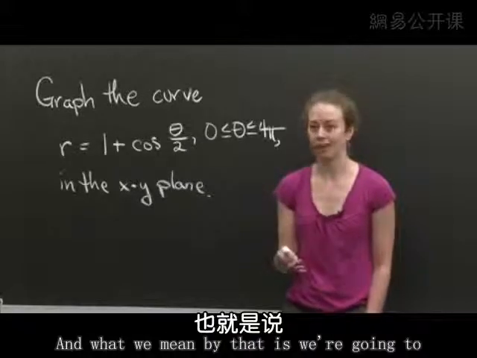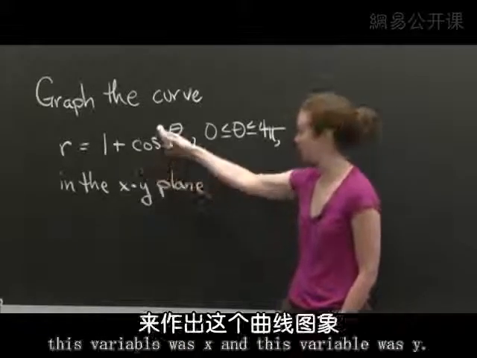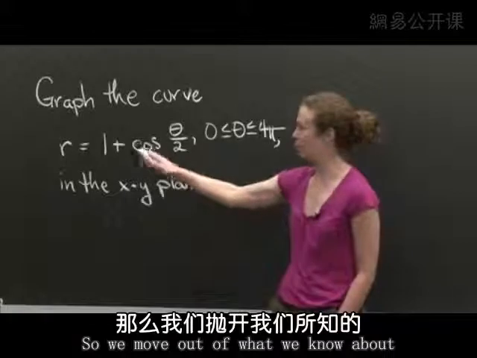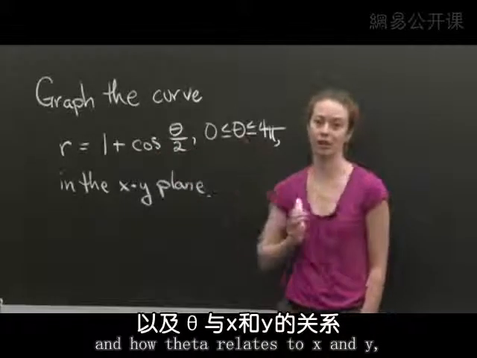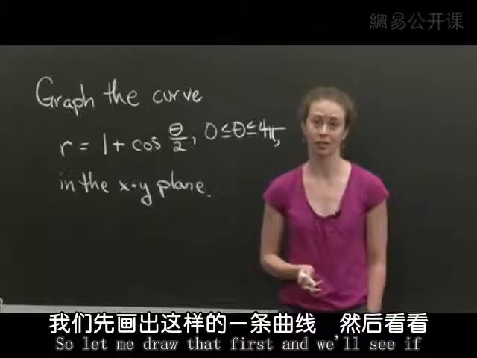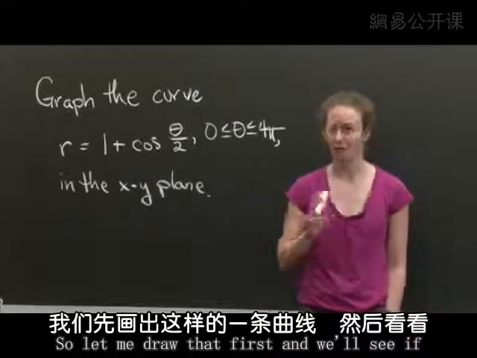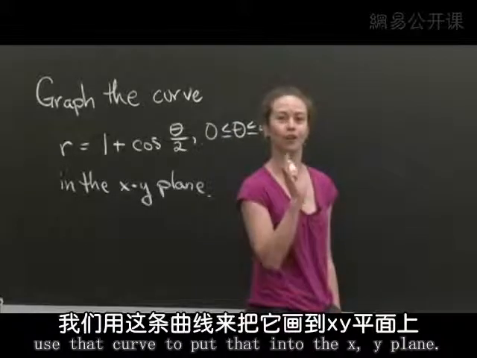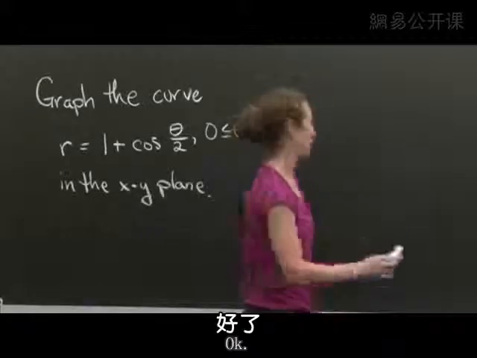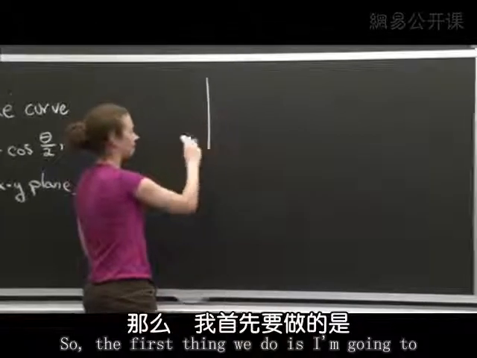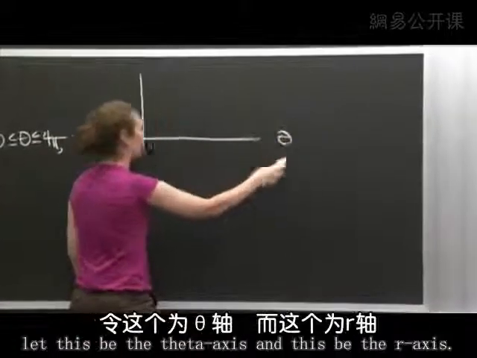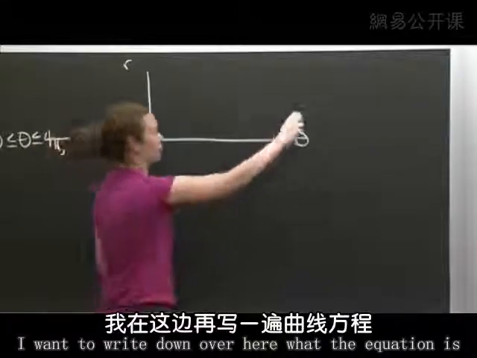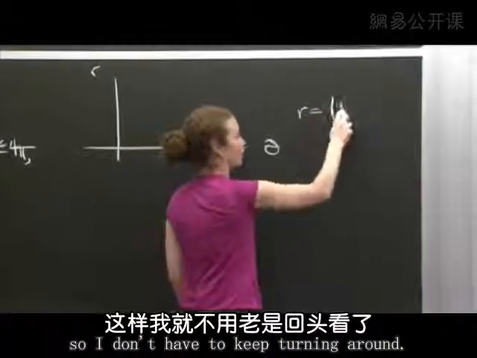What we mean by that is we're going to graph this just like we would if this variable was x and this variable was y. So we move out of what we know about how r relates to x and y and how theta relates to x and y, and we just look at how r relates to theta. So let me draw that first, and then we'll use that curve to put this into the xy plane. Okay, so the first thing we do is I'm going to let this be the theta axis and this be the r axis. I want to write down over here what the equation is so I don't have to keep turning around.